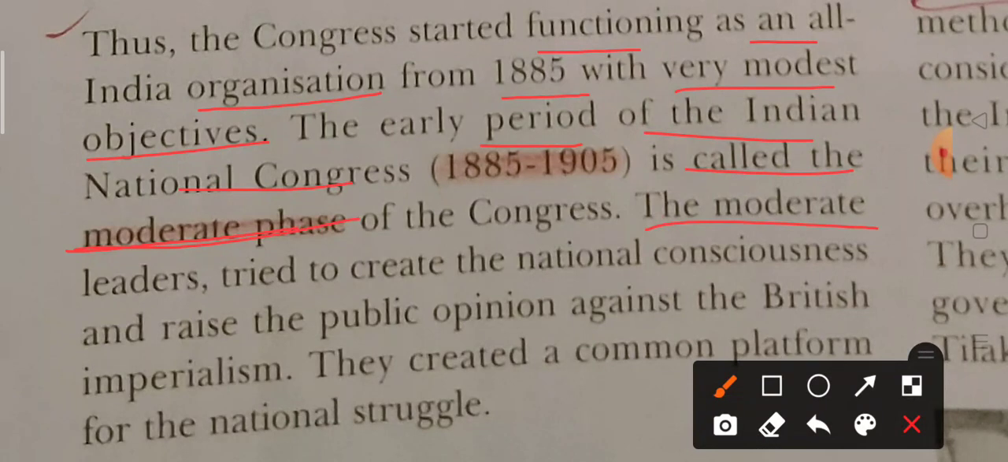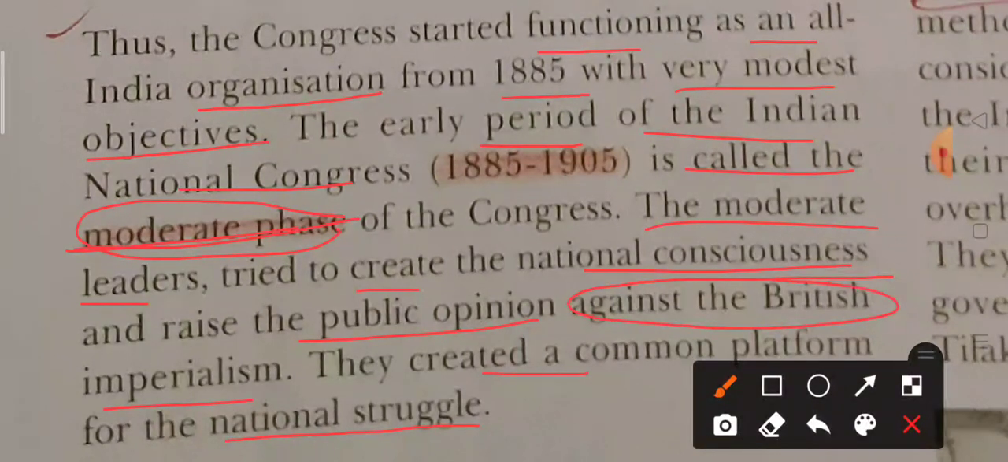Next, the moderate leaders tried to create national consciousness and raise public opinion against British imperialism. They created a common platform for the national struggle. The purpose was to prepare opinion against the British among the Indian people. But it was not possible, because in the next period Indian society and people created extremism.